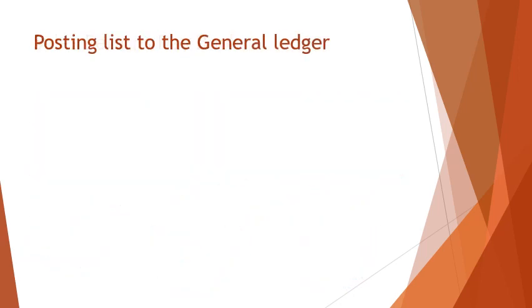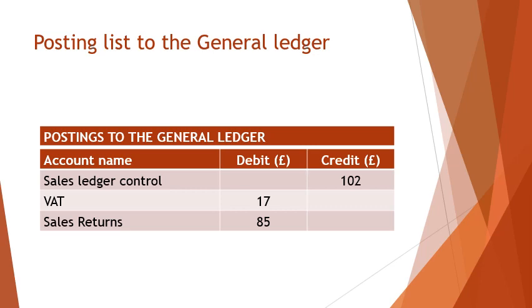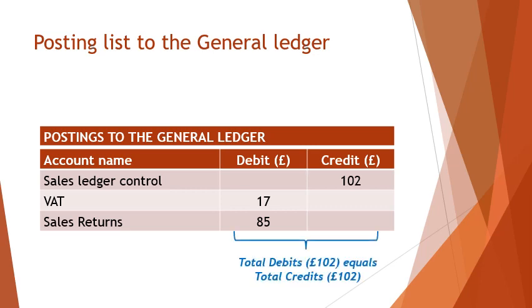So let's have a look at the postings list that will be made in our general ledger. We're going to credit our sales ledger control account with the gross amount from our sales returns daybook of £102. We will debit our VAT account with £17, the total from our VAT column, and we will debit our sales returns account with £85, being the total of the net column. Again, the total of your debits in a postings list must equal the total of your credits.